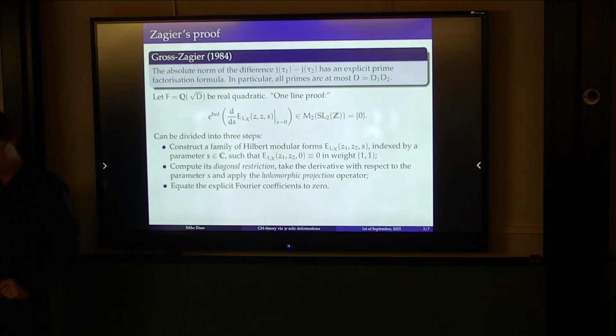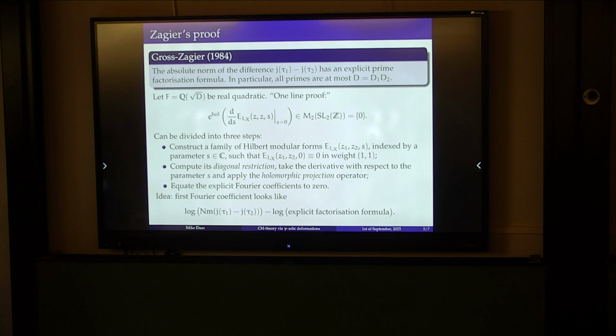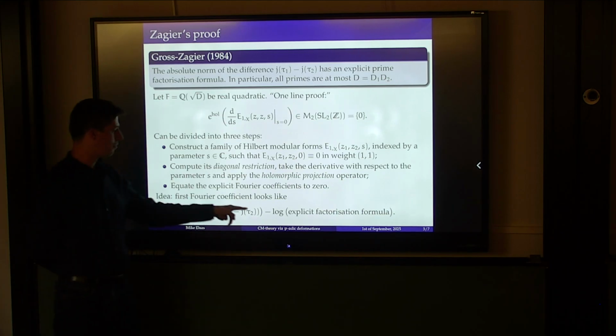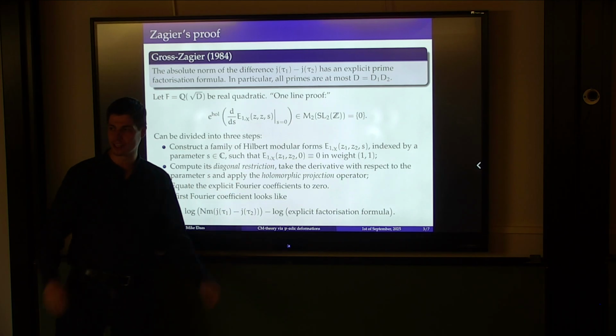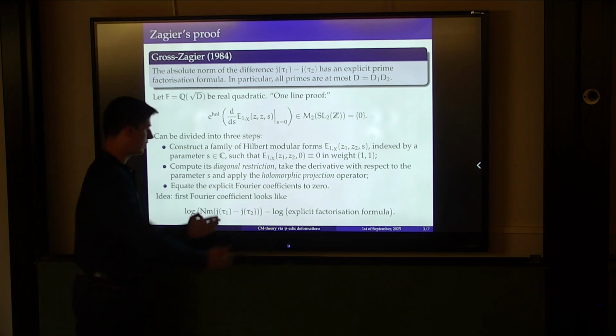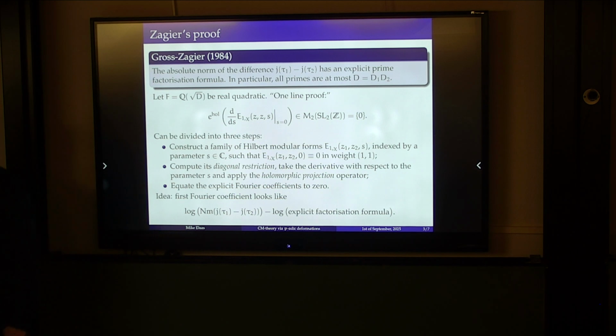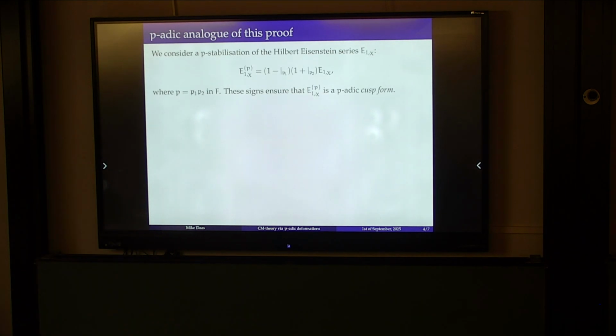And then we are done if we equate the Fourier coefficients of this monstrosity to 0. And why are we done? Because these Fourier coefficients actually look like the logarithm of the norm of the difference between these J invariants minus the logarithm of some kind of explicit factorization. So if this is to be 0, then these things better be equal. So it's a really magical proof, but it's really nice. And today we'd like to talk about a p-adic analog of this proof.